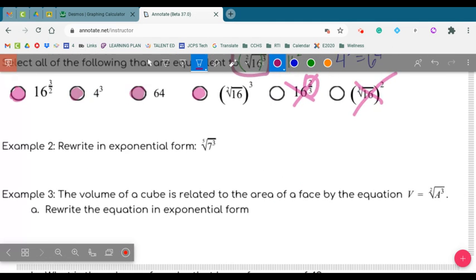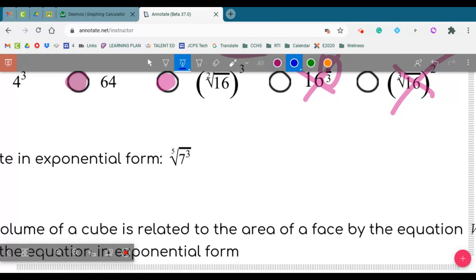Okay, it says rewrite in exponential form. So 7, and then exponent is going to be my numerator. 5 is going to be my denominator. So that's all I got to do on that one.